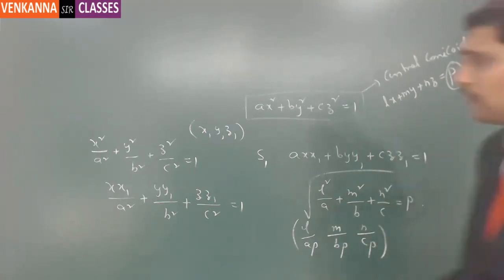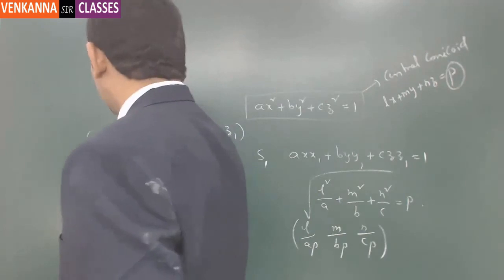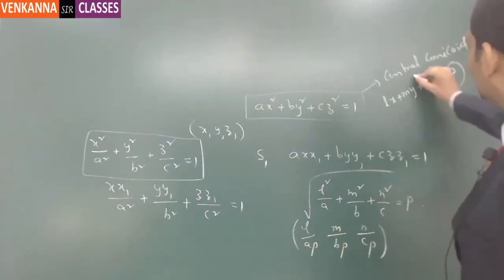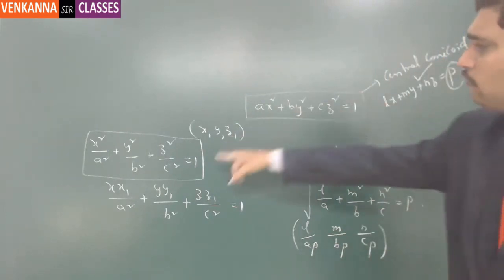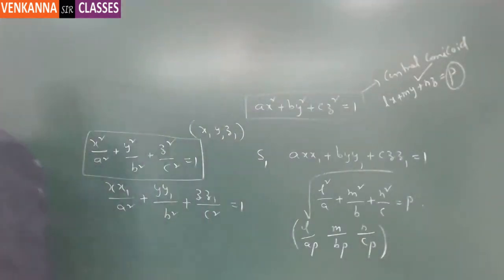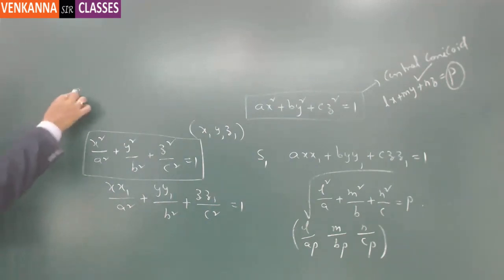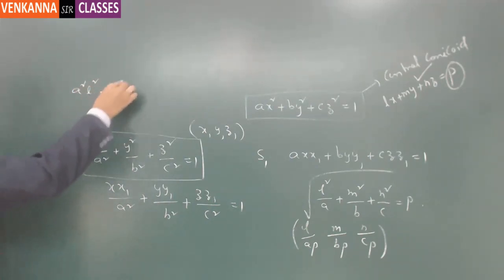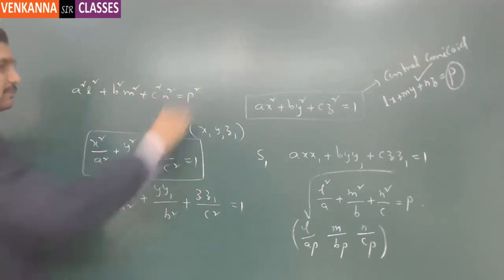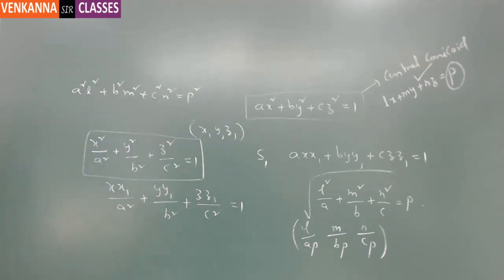However, if we have taken the ellipsoid, and if you want to know whether this plane is a tangent plane for this ellipsoid or not, what is the condition we need to check? For that, the condition is A square L square plus B square M square plus C square N square equal to P square. This is the condition there. You take a note of that.